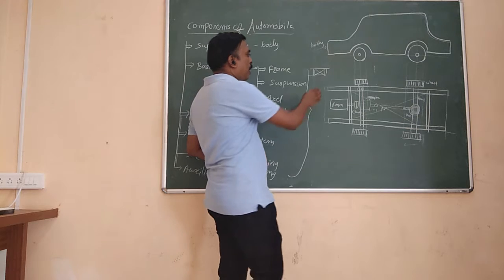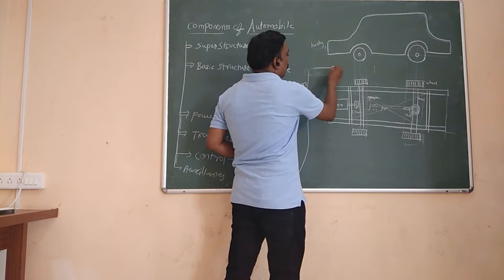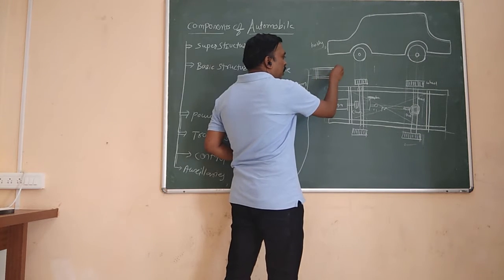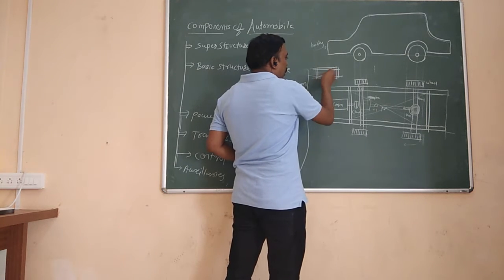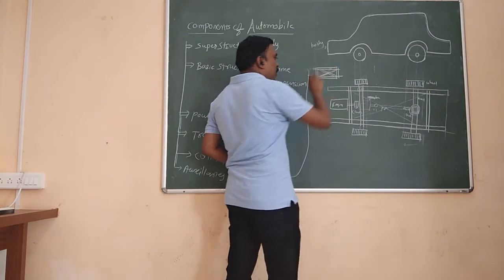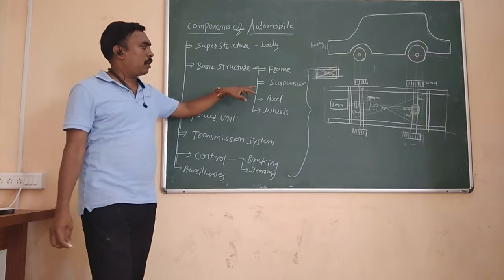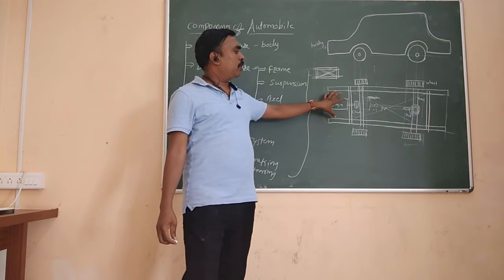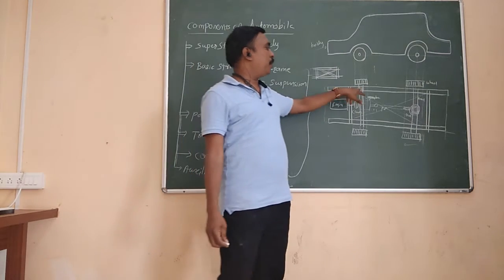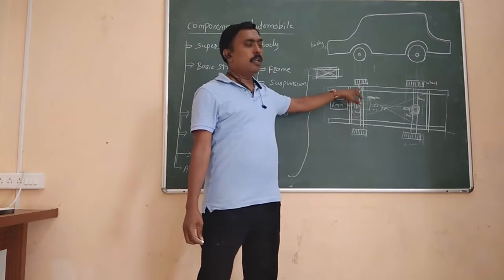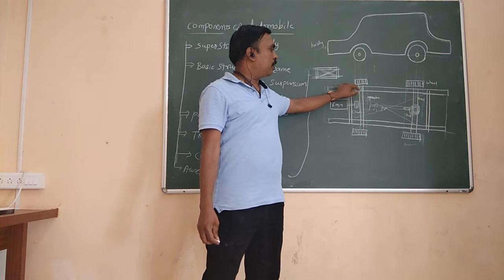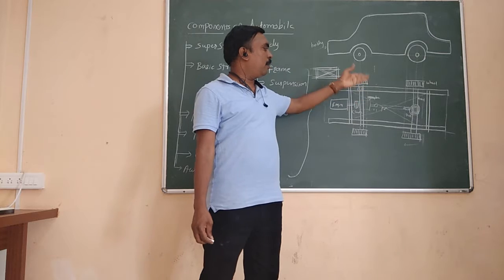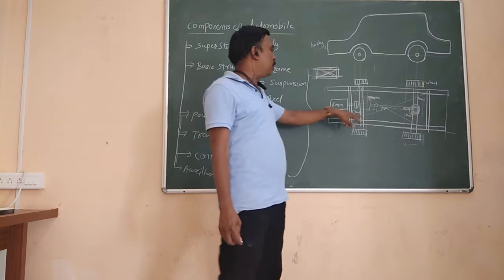Now frame may have longitudinal members and cross members. Suppose this is a longitudinal member, it may have cross members, transverse members, and cross members like this. So a conventional type of chassis I have drawn here. Then the suspension system, as the vehicle needs one, can be of spring type, leaf spring, and some other kinds. Your axle is mounted here.